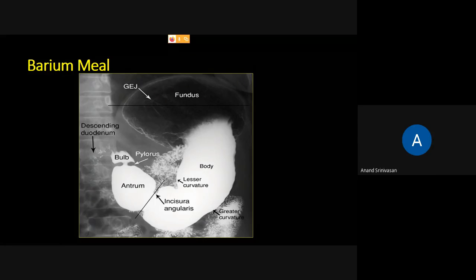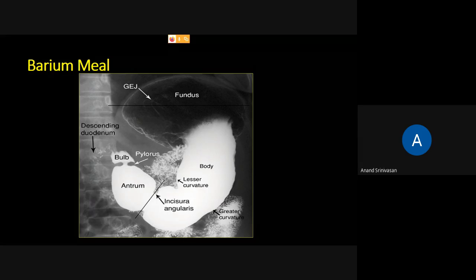This is yet another double contrast X-ray, showing the same features, the gross anatomical features of the stomach. In your exams, they may give you this X-ray and ask you, pointing with an arrow, what is this? Don't say that this is a stomach. Try to answer which part of the stomach it is. So read the questions carefully.